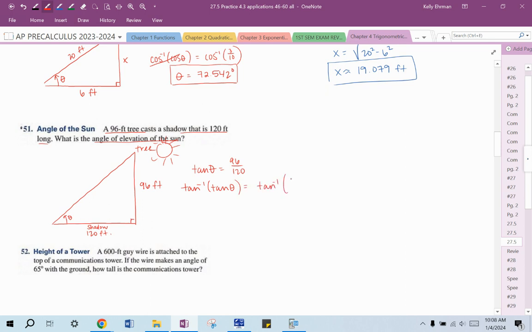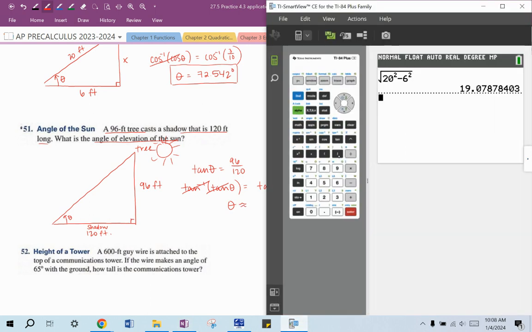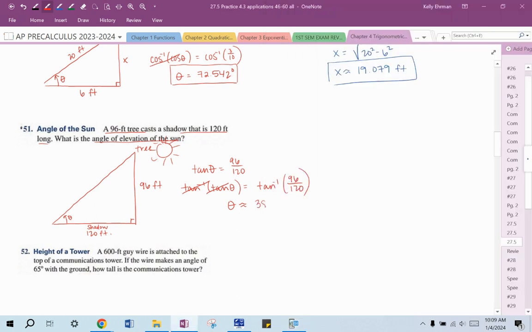So I'm going to inverse tangent both sides. Inverse tangent cancels with tangent, leaves you with theta equals, and we're going to type this into the calculator. So second tangent, 96 divided by 120. And we get 38 point, this is 659 is going to round up to 660. So 38.660 degrees. And that's it for 51.